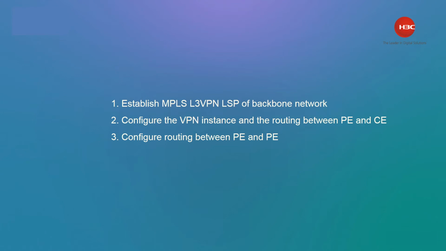After learning the forwarding principles of MPLS L3VPN, let's take a look at the configuration steps of MPLS L3VPN. The main steps include: Step 1. Establish the MPLS LSP of the backbone network. Step 2. Configure the VPN instance and the routing between PE and CE. Step 3. Configure routing between PE and PE.